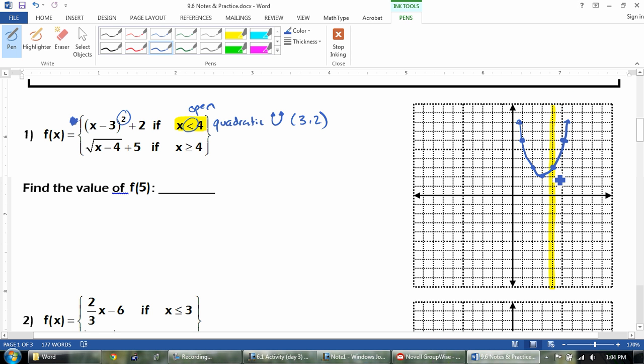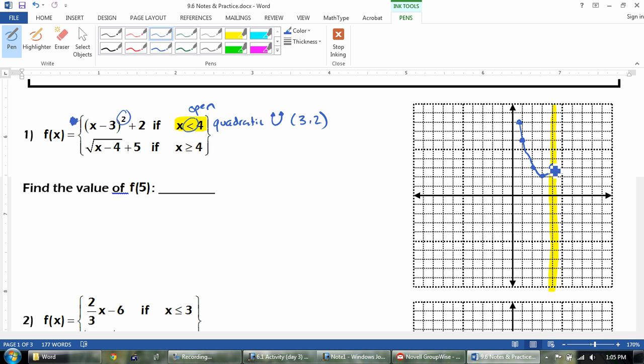That's the domain. We got to pay attention to that. And we're saying I only want it when it's less than 4. All right? So I can't graph all of that. I definitely can't graph that point. At 4 right here, it's open. So I need to make sure that I have an open point, and then I can graph the rest of that. So that is my piece of the quadratic equation right there.